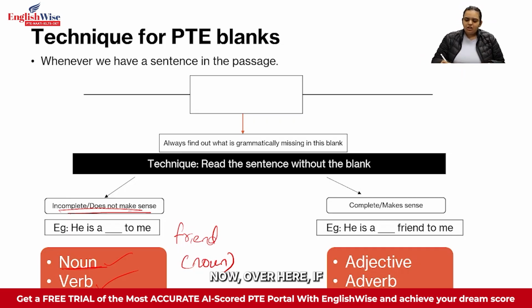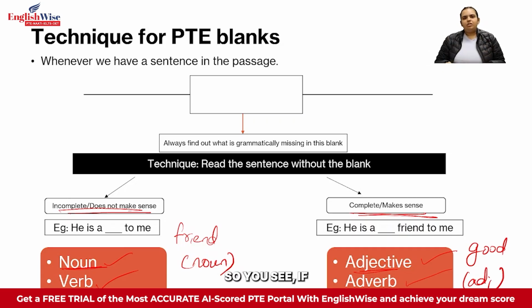Now over here, if your sentence is complete or it does make sense, that means you are either missing an adjective or you are missing an adverb. So over here you see, we can put an answer like "he is a good friend to me." Again, good friend, that means the word good is an adjective over there. So you see, if there is a sentence and the sentence has a blank and you are unsure what kind of word shall I put in over there?